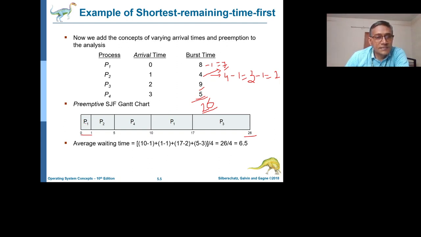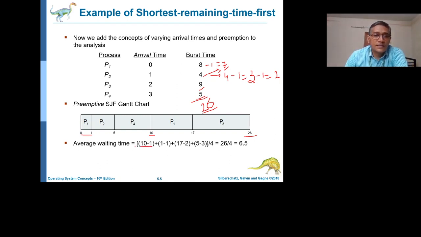Again the second instance of P1 starts at 10 milliseconds. But when it starts at 10 milliseconds, it has already executed for 1 millisecond. So we need to subtract that 1 millisecond of CPU attention it has already got, because it does not wait for it. So that is 10 minus 1. So P1's waiting time is 10 minus 1.